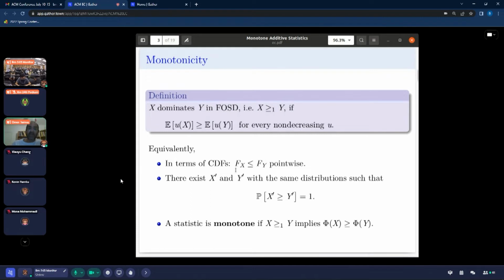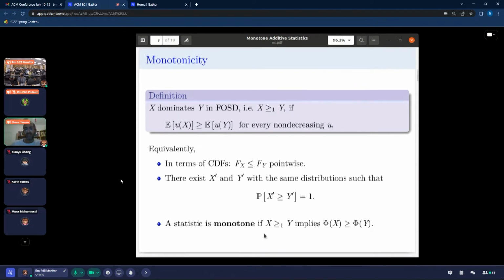Another way of thinking about it, maybe the most illustrative one, is that there exist some other random variables, x prime and y prime, that have the same distributions as x and y, but with probability 1, x prime is bigger than y prime. The picture you should have, if you think of a random variable as a distribution of mass, is that if x dominates y, then I can start with y, push some mass to the right, and end up with x.